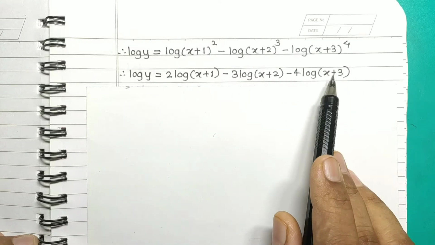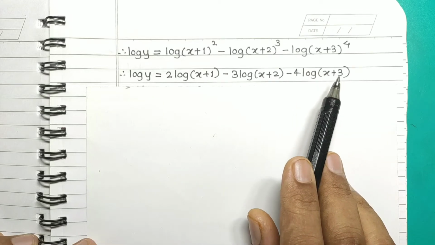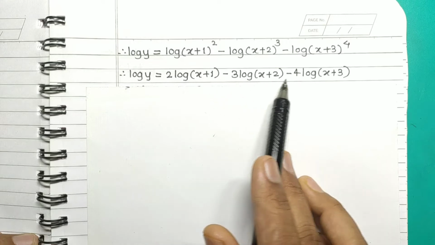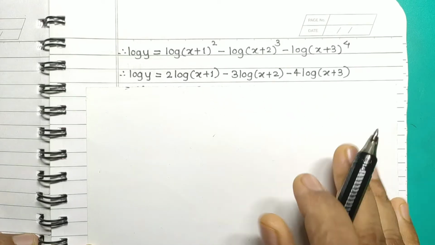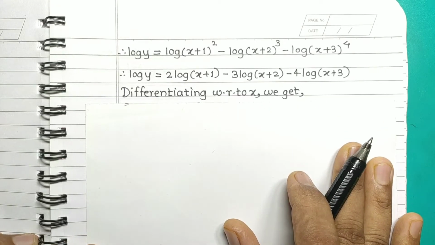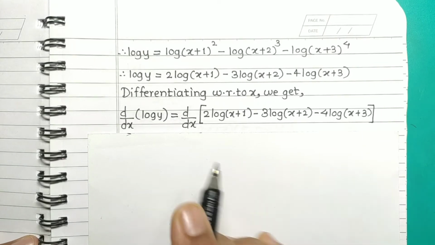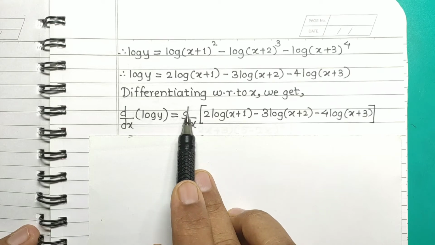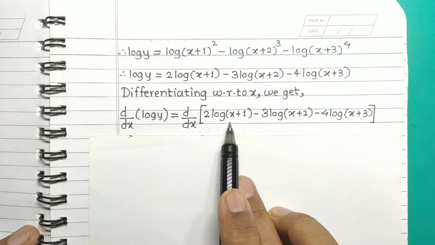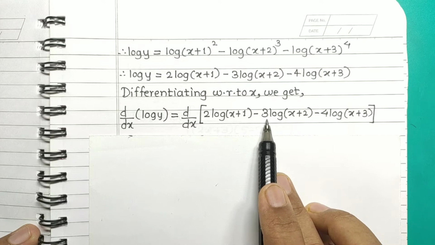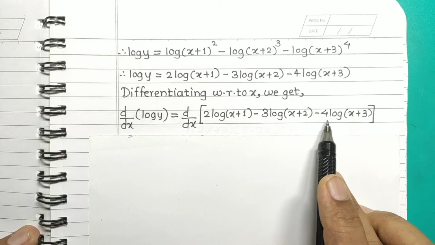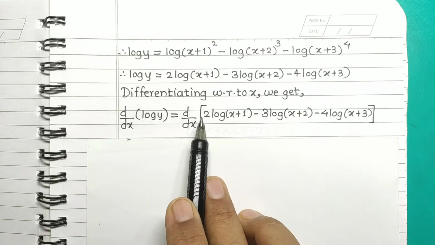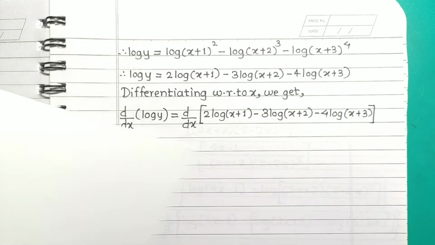Now here it is a very simplified function which can be easily differentiated. So we can differentiate these terms at this step very easily. So differentiating with respect to x, we get the derivative of log y is equal to the derivative, that means d by dx of 2 into log of (x plus 1) minus 3 into log of (x plus 2) minus 4 into log of (x plus 3).